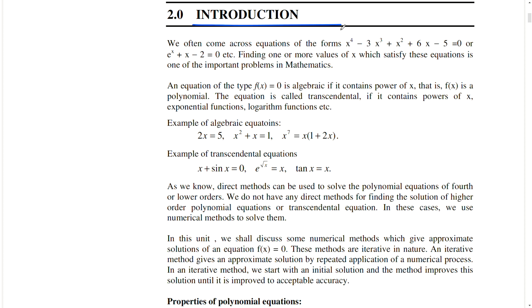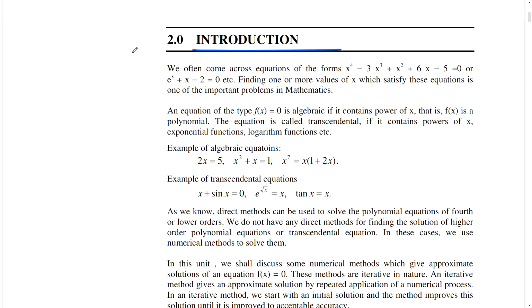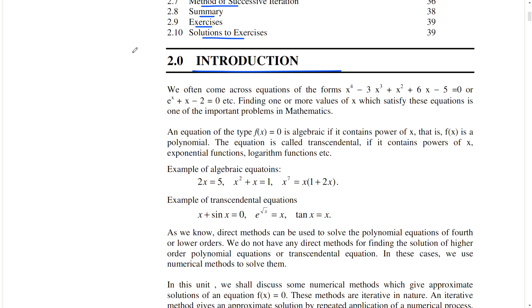Introduction. We often come across equations of the form x to the power 4 minus 3x cubed plus x squared plus 6x minus 5 equal to 0, or e to the power x plus x minus 2 equal to 0, etc. Finding one or more values of x which satisfy these equations is one of the important problems in mathematics.